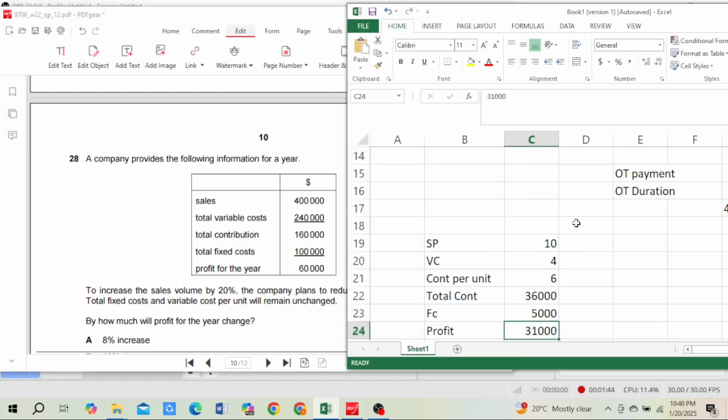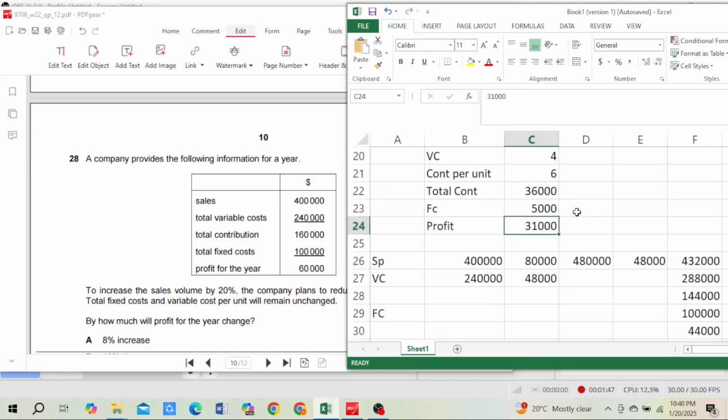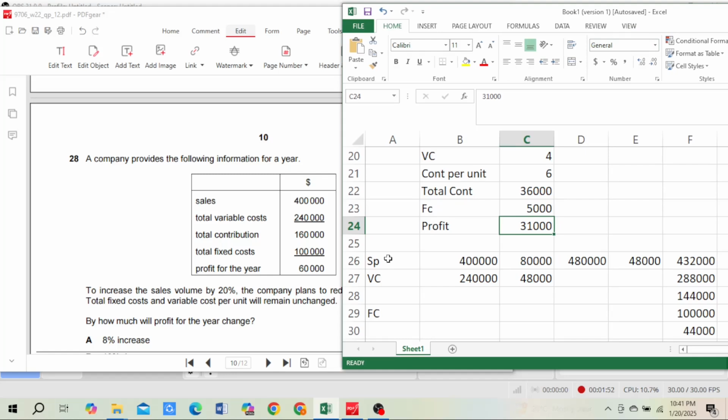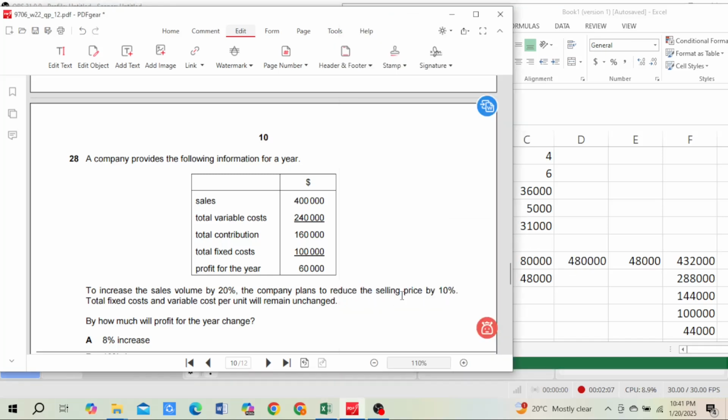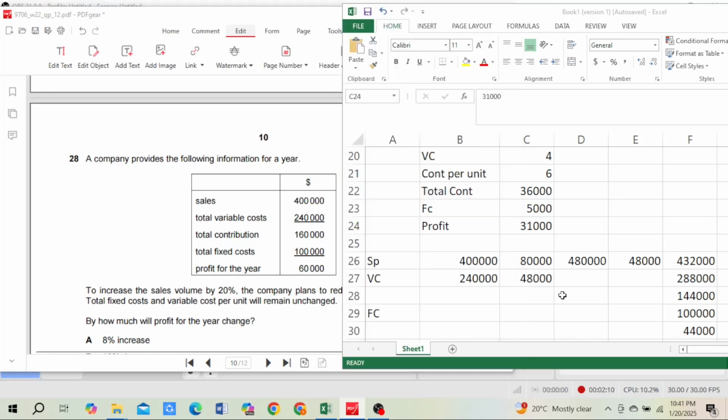So this question is very easy to answer if you understand how it works. We can see that the old sales was 400,000, but it wished to increase it by 20%. So I increase it by 20%, which is 80,000. So now the new sales would be 480,000. But it also aims to reduce the selling price by 10%. So 10% of 480,000 is 48,000. If I subtract 48,000 from 480,000, the new sales is 432,000.